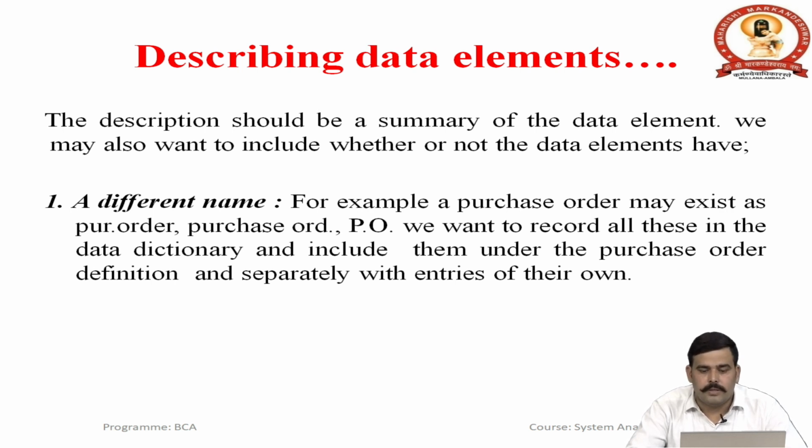For example, a purchase order may exist as a POR.order, purchase ORD, P.O. We want to record all these in the data dictionary and include them under the purchase order definition and separately with entries of their own. So, they are the different names used for a single data element, like purchase order can be POR.order, purchase ORD and PO. So, we have to provide a summary description under the definition of the purchase order.